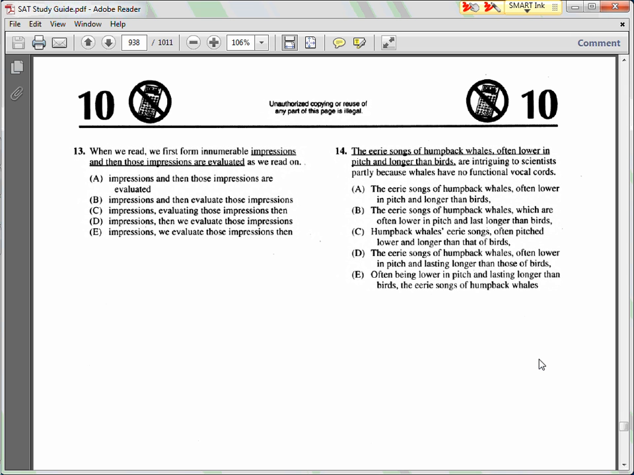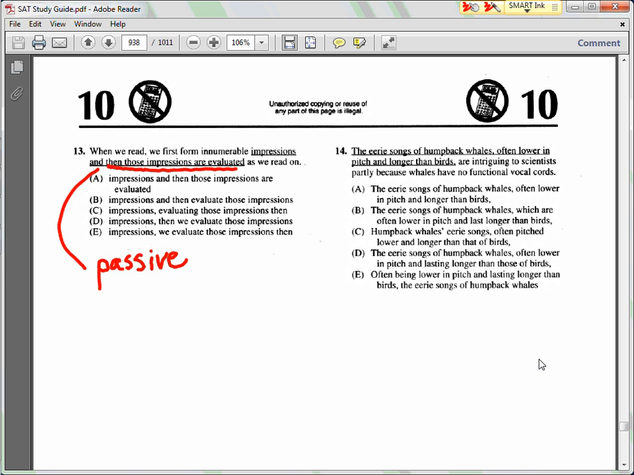When we read, we first form innumerable impressions, and then those impressions are evaluated as we read on. So this actually doesn't sound bad, but the problem that I'm noticing with this sentence is that this portion of the sentence is passive, meaning that the person, the reader who is doing this action, evaluating impressions, is not cited in this part of the sentence. We are led to question who is evaluating their impressions as they read on. So the correction will eliminate this problem.